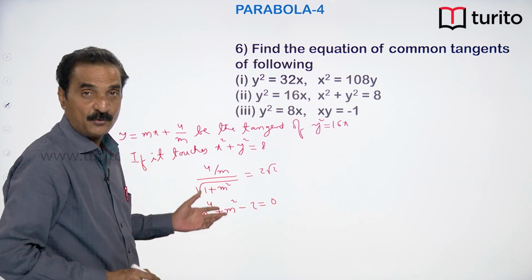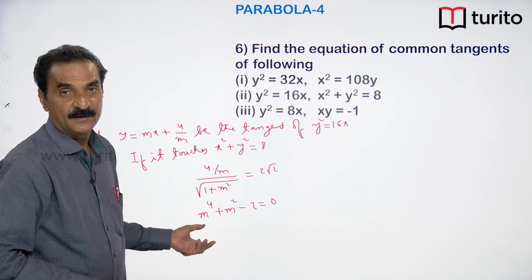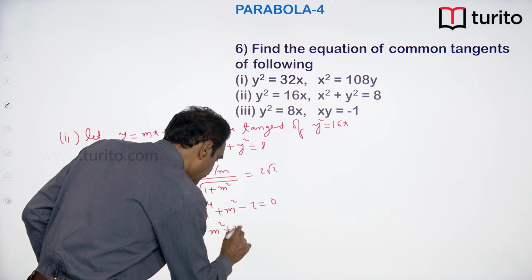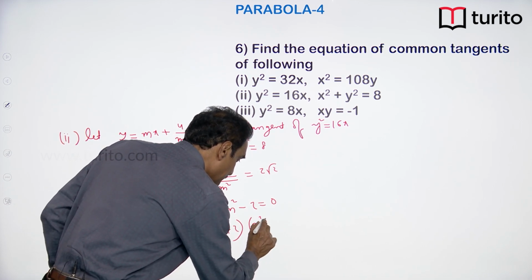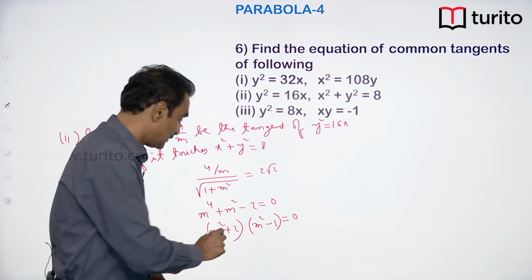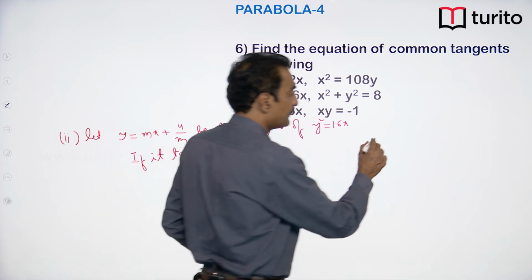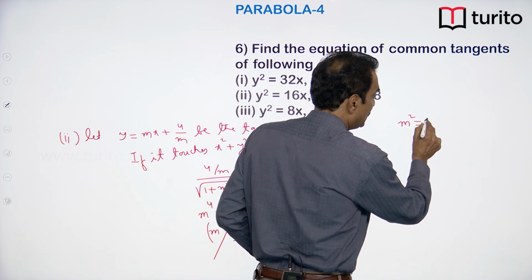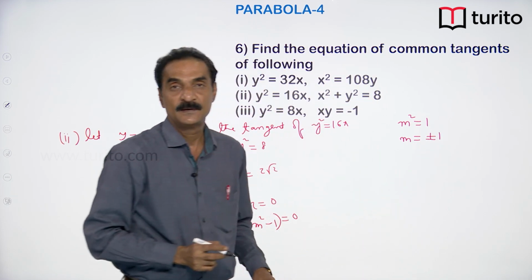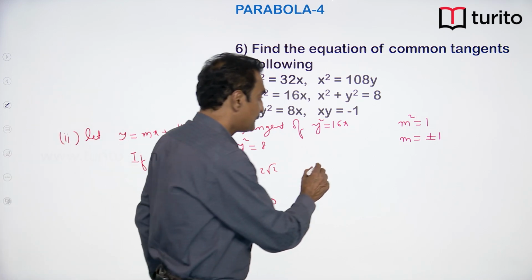It is not quadratic, it is biquadratic, but it is a quadratic in m square. If you factorize, you will get m square plus 2 into m square minus 1 is equal to 0. M square plus 2 cannot be 0, so we will cancel, we get m square is equal to 1. If m square is equal to 1, m is plus or minus 1. Then substituting m here, what are the common tangents?